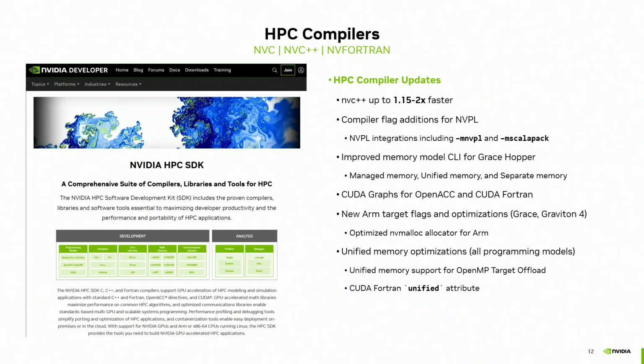All right. Our HPC compilers continue to receive updates with each release, and following are just a small subset of some of the recent updates that you can access with our compilers to access both increased speeds, unified memory optimizations across all of our programming models, and of course, CUDA graphs for OpenACC and CUDA Fortran, which I mentioned earlier with ICON, as well as ways to seamlessly integrate with a core set of our libraries, such as NVPL, which I'll be discussing shortly.